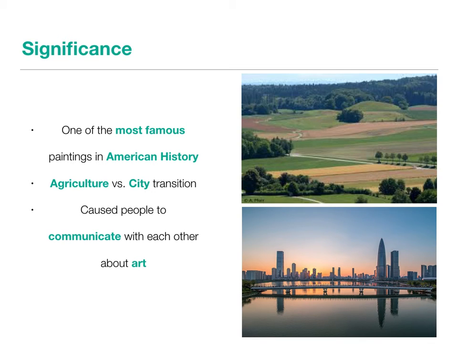Also, during this time that this painting came out, agriculture was moving more towards the city, so there was kind of a newness transition, and so there was kind of a stigma towards agriculture living, which created kind of an uproar for people of what the painting meant towards agriculture people, and possibly being offensive.